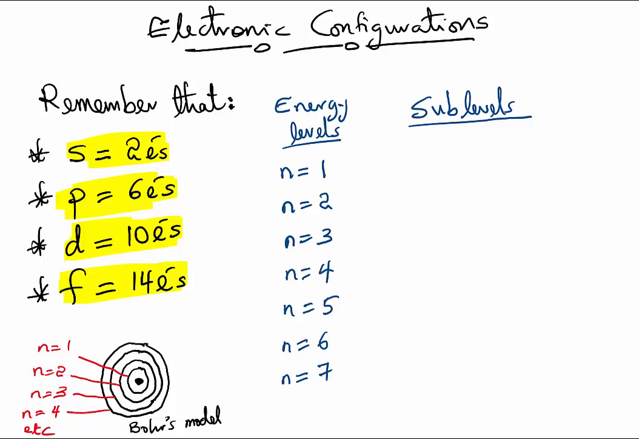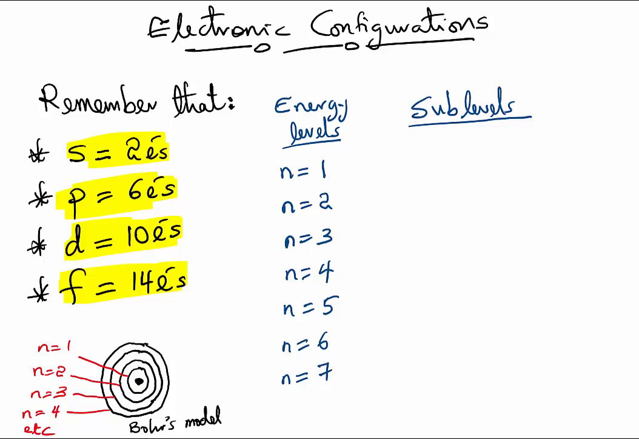To begin to look at the electronic configurations of each atom, we will begin by looking at the energy levels. Let us consider these 7 energy levels. Each energy level can only accommodate a certain number of sub-levels. That is another way of saying that each energy level can only hold a certain number of shapes or orbitals.